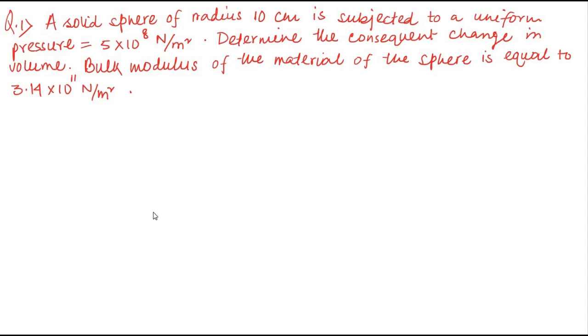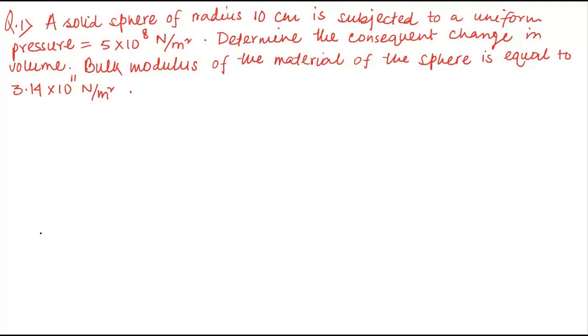So I have already completed all the questions of Young modulus, and here we have the first question of bulk modulus. The question is: a solid sphere of radius 10 cm is subjected to a uniform pressure equal to 5 into 10 to the power 8 Newton per meter square. Determine the consequent change in volume.